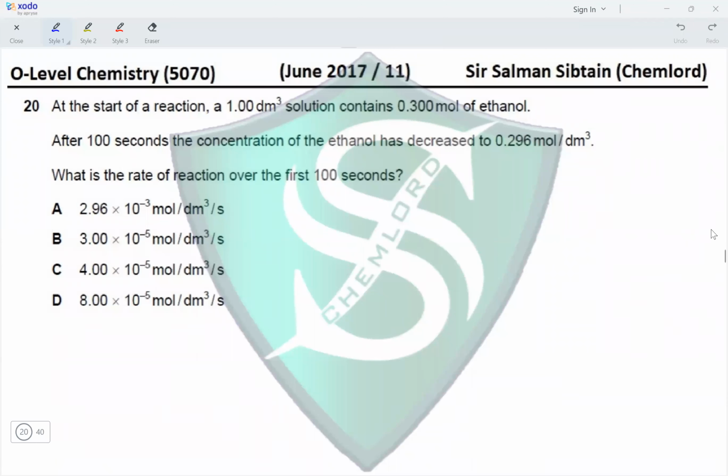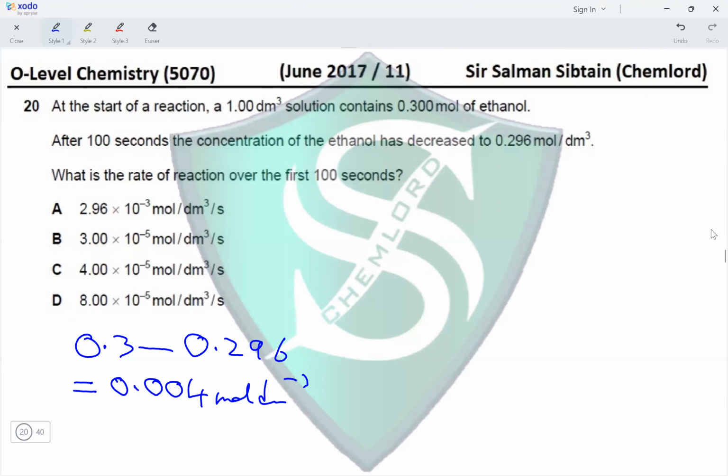Question 20. At the start of a reaction, a 1 dm cube solution contains 0.3 moles of ethanol. After 100 seconds, the concentration of ethanol has decreased to 0.296. That means in those 100 seconds, ethanol goes from 0.3 to 0.296. That means the concentration of ethanol that was used up was 0.004 mole per dm cube. And this is the concentration used up in 100 seconds.